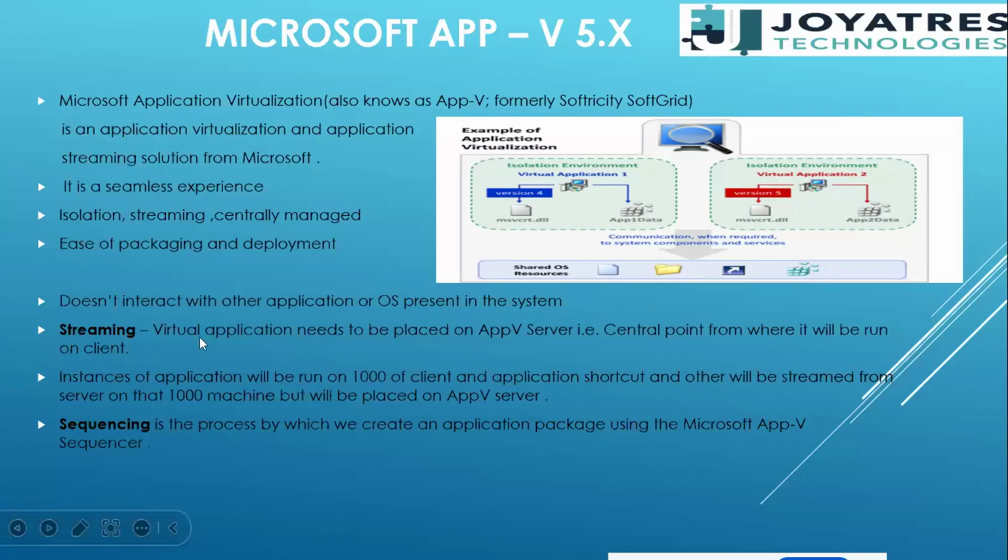What is streaming? The virtual application needs to be placed on the AppV server, which is a central point from where it will be run on the client. So streaming is the process through which our application is placed on the AppV server, and from there it is streamed to the user system. For example, instances of the application will run on thousands of clients, and the application shortcut will be streamed from the server to those thousand machines, but it will be placed on the AppV server.